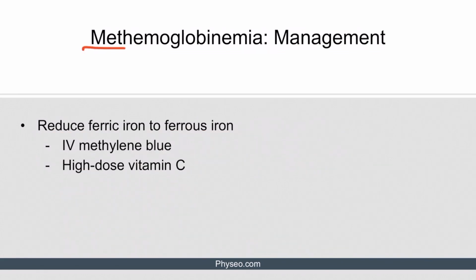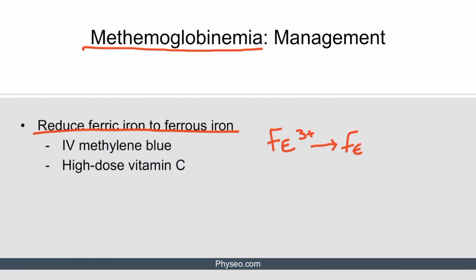Since methemoglobinemia is caused by an exposure to an oxidizing agent, it's treated by giving patients a reducing agent to reduce ferric iron to ferrous iron, and thus convert methemoglobin back into hemoglobin. The second most commonly used reducing agents for this purpose are IV methylene blue and high-dose vitamin C.